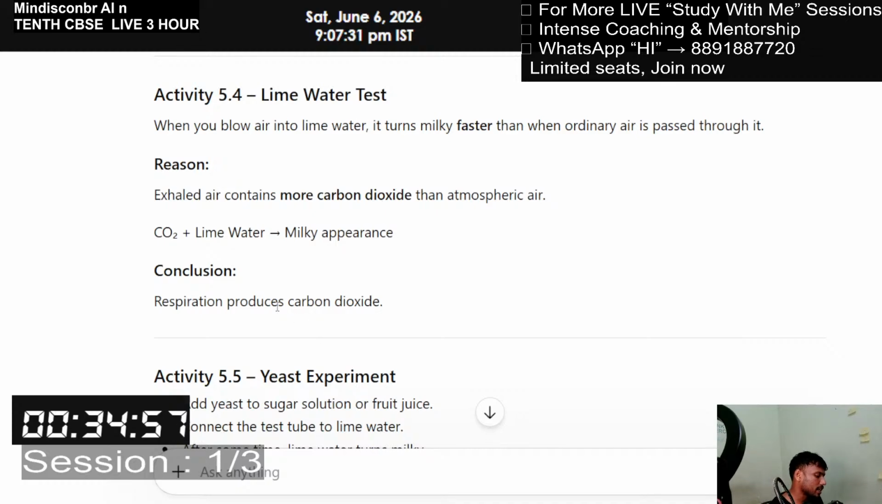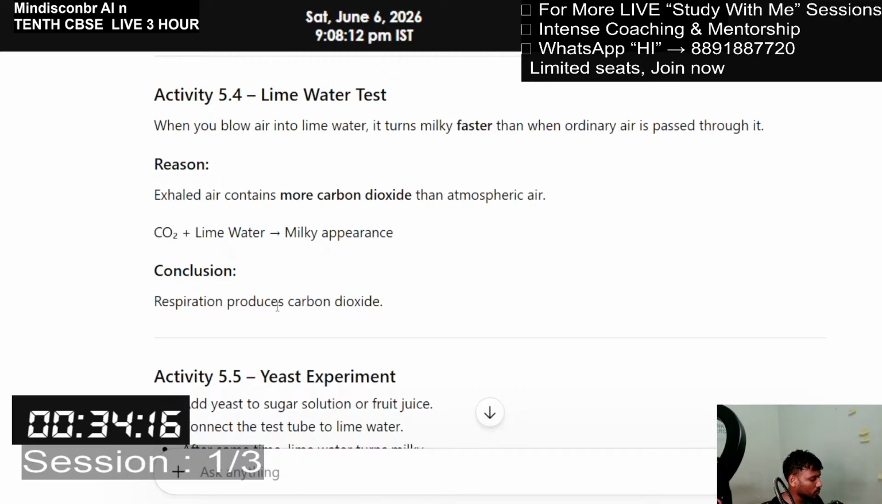So in chemistry, in our first chapter, chemical equations and reactions, we will study that carbon dioxide turns lime water milky. So the conclusion is respiration produces carbon dioxide.